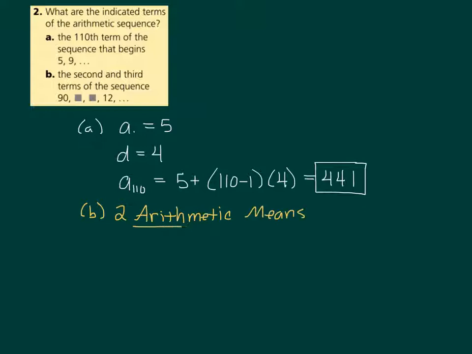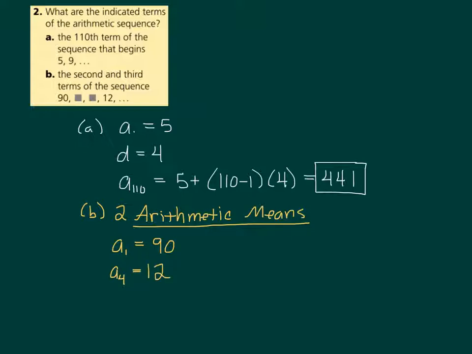This is a vocab thing. The two arithmetic means. That means that we have 90 and 12 are in an arithmetic sequence, and there are two terms between 90 and 12 in that arithmetic sequence. So how do we figure this out? Looking at this, we know that the first term is 90. We know that the fourth term is 12.